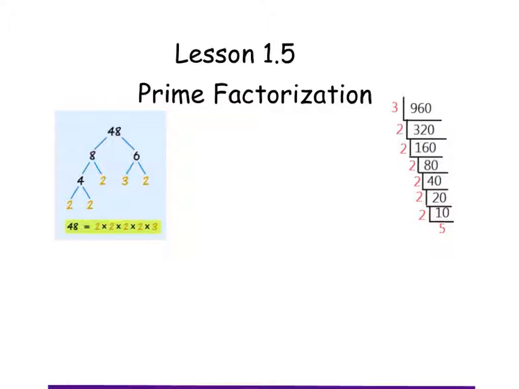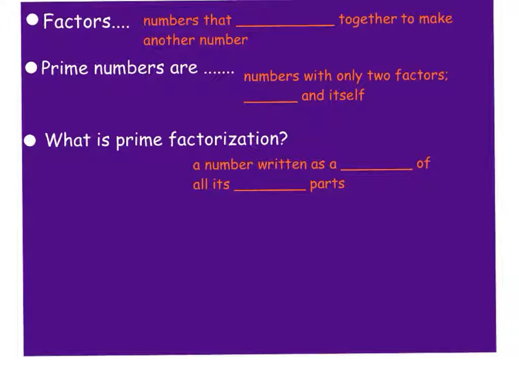Our next lesson is on prime factorization. Before we talk about prime factorization, let's talk about a few vocabulary words that we'll use throughout this lesson. The first vocabulary word is the word factors. When we talk about factors, what we mean is numbers that multiply together to make another number. So for example, I could say that some factors of 6 are 2 and 3 because 2 times 3 is 6. So 2 and 3 are called factors of 6.